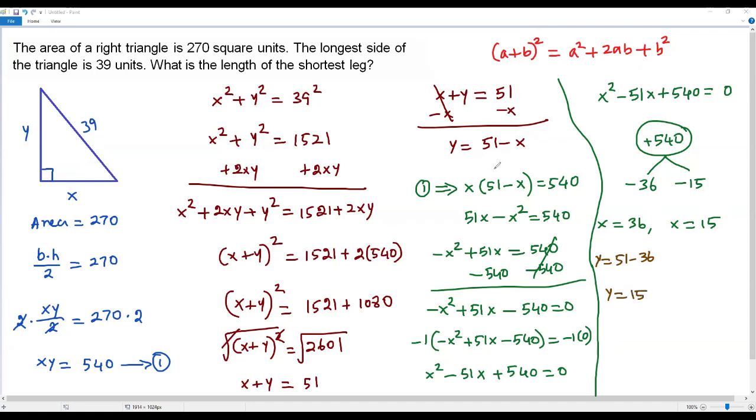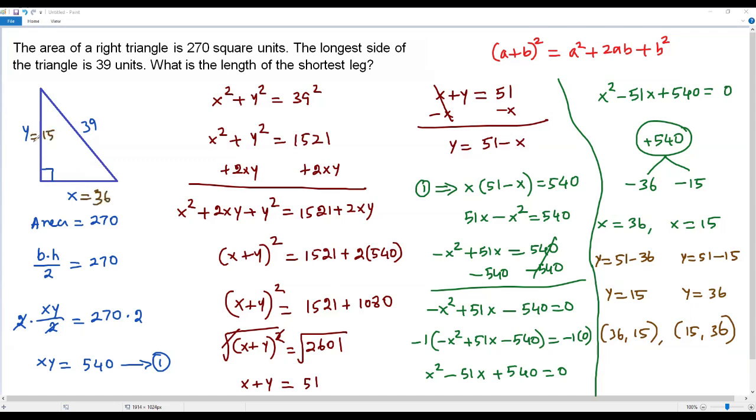Now I'm going to plug in the second value of x, that is 15, into the same equation over here. Then I'm getting y equals 51 minus 15, so y equals 36. So the lengths of the two legs are 36 and 15, or 15 and 36. Anyway, we got the same lengths for the two legs, so we can consider either the first pair or the second pair. Let me consider the first pair, that is x equals 36 and y equals 15.